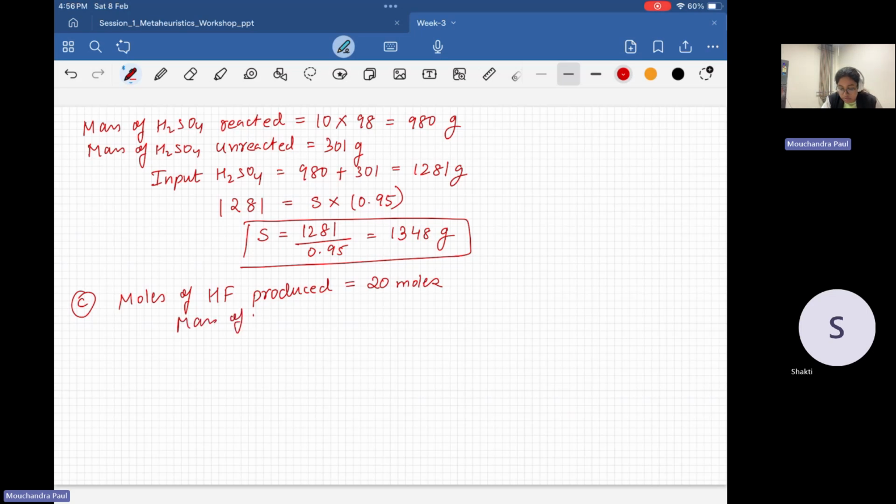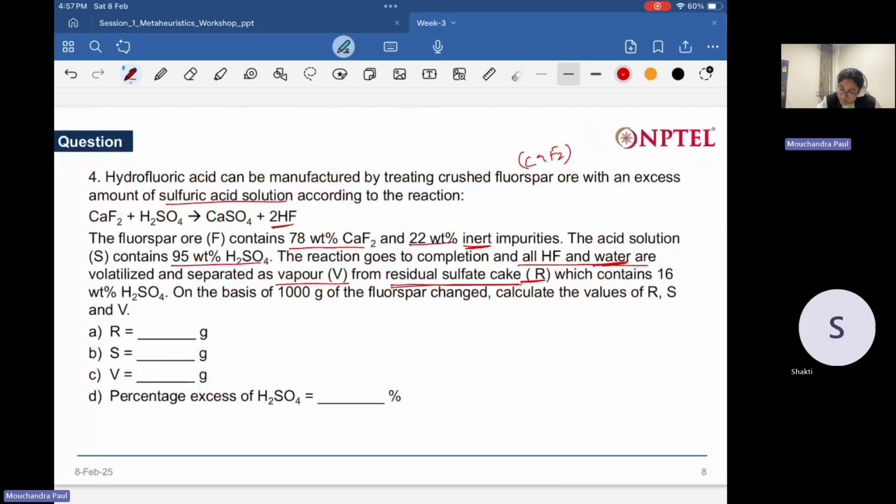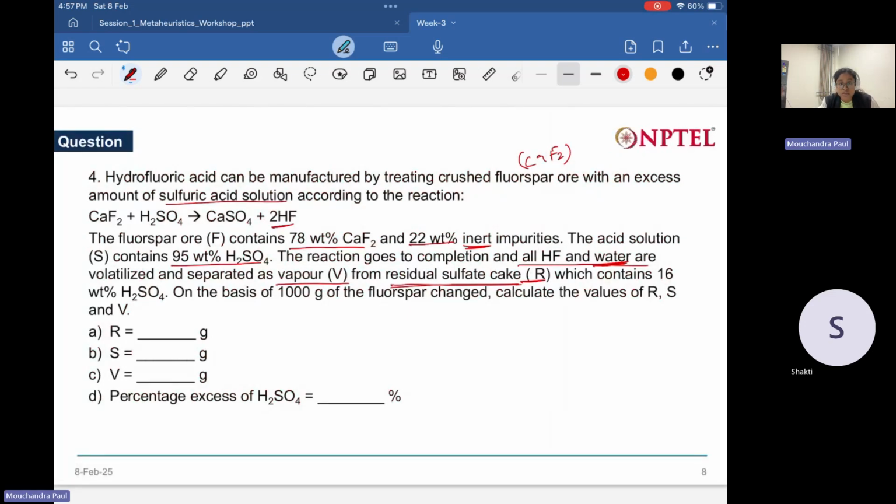What is the mass of HF now? It is 20 into the molecular weight. The molecular weight of HF is 20. Okay. So 20 into 20, 400 grams. All right. So 400 grams of HF will be produced as a part of the reaction. Then water. Another component in the vapor is water. So from where will the water come in this reaction? Can you guess?